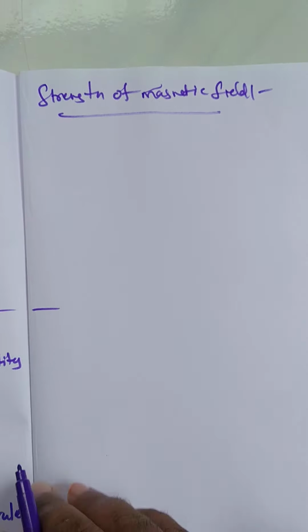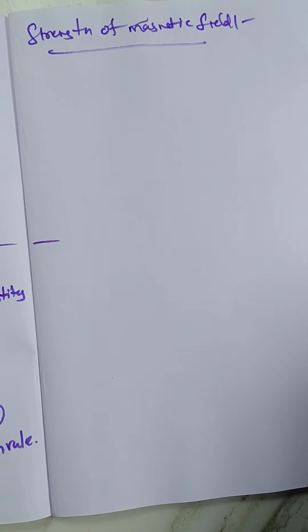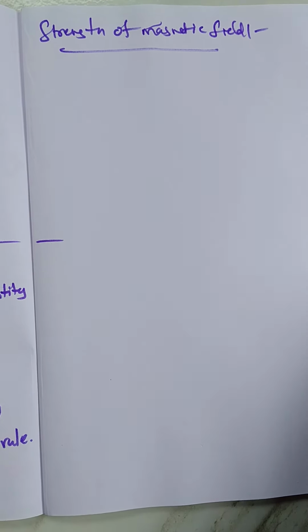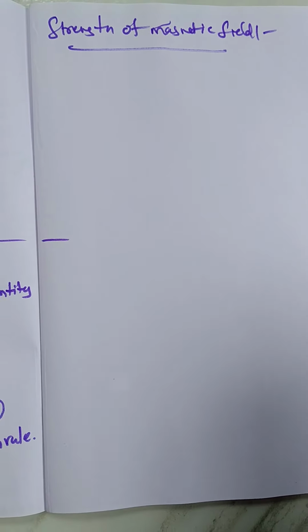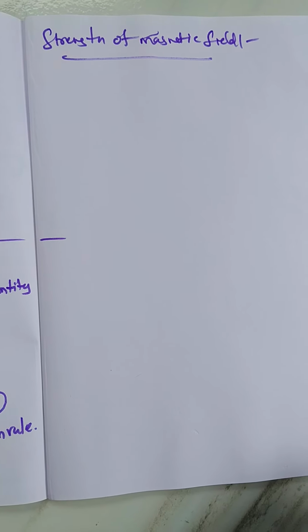Yes, dear students. Before that I discussed that magnetic field is a vector quantity: magnitude is there and direction is there. Direction we can determine using a compass needle and the right hand thumb rule. Right or not? Yes.